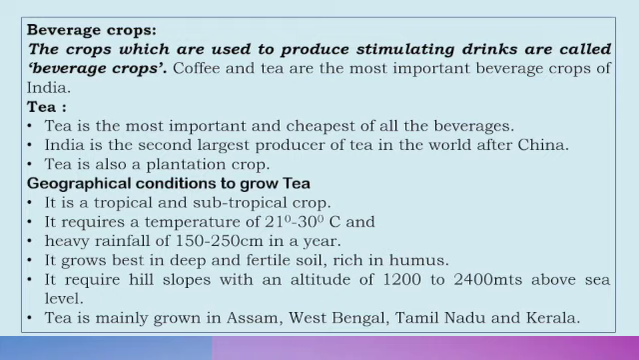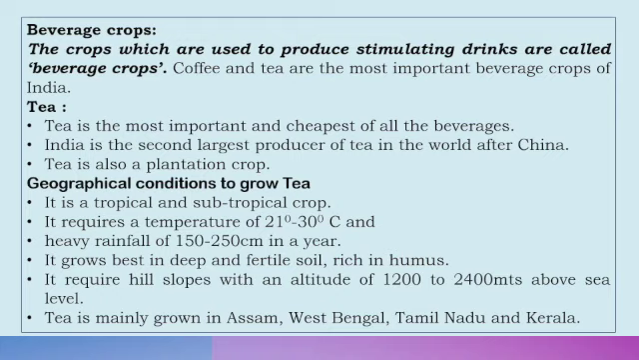What are the geographical conditions needed to grow tea? Students, make a note. Geographical conditions needed to grow tea. Tea is a tropical and subtropical crop. Tea is generally grown in tropical and subtropical regions. Tea requires a temperature between 21 degrees to 30 degrees Celsius and requires heavy rainfall of 150 to 250 centimeters in a year.